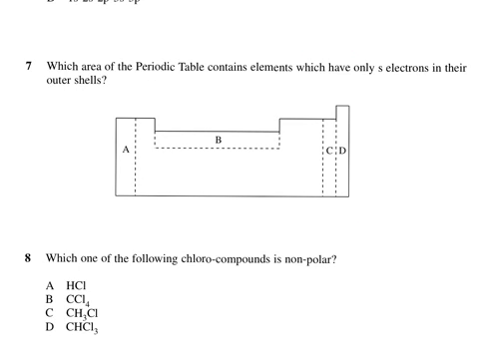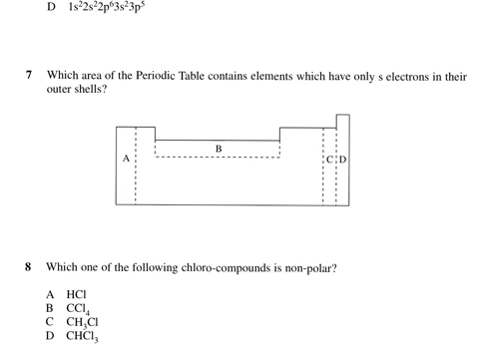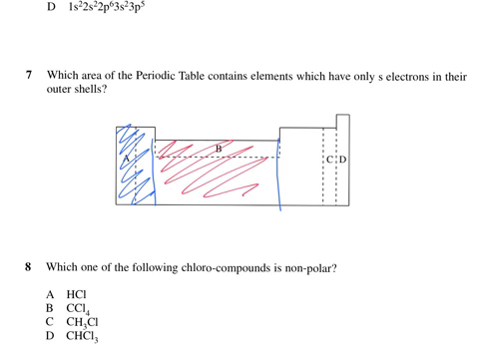Question 7 relates the electronic configuration of an element with its location on the periodic table, and it asks which area contains elements which only have s electrons in their outer shell. And this is something you should know, that this section of the periodic table, in fact this whole section here, this is called the S block, this is called the D block, and this is called the P block.